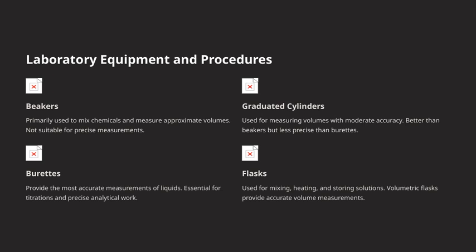Next up are graduated cylinders. These are used for measuring volumes with a moderate level of accuracy. They're more precise than beakers, making them a better choice when you need a more reliable measurement, but they still don't match the precision of burettes.